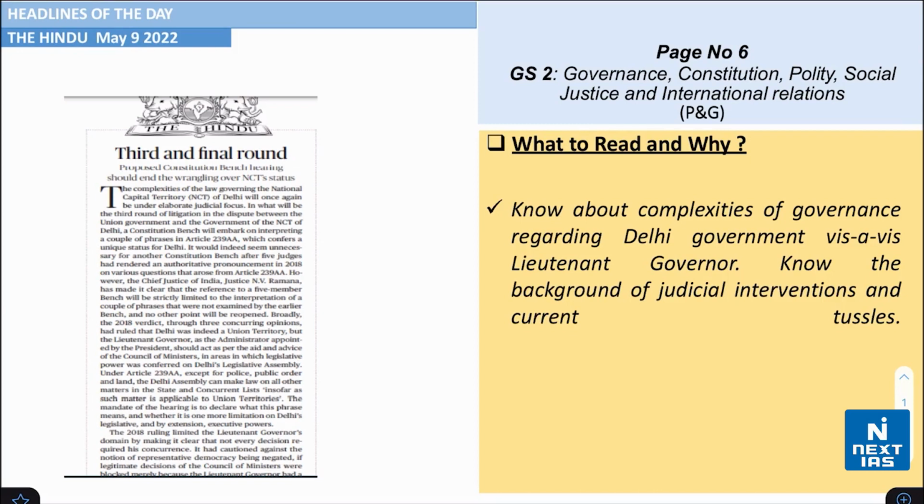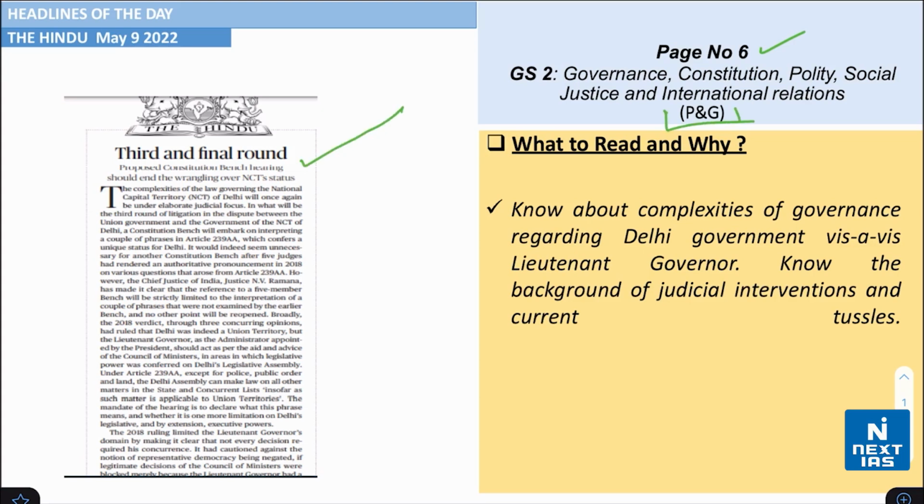Firstly, make a note that there are no significant headlines relevant to General Studies paper 1. So we'll start with the discussion of headlines relevant to General Studies paper 2 followed by General Studies paper 3. Starting with General Studies paper 2, take a look at page number 6. This is coming from the topic of polity and governance.